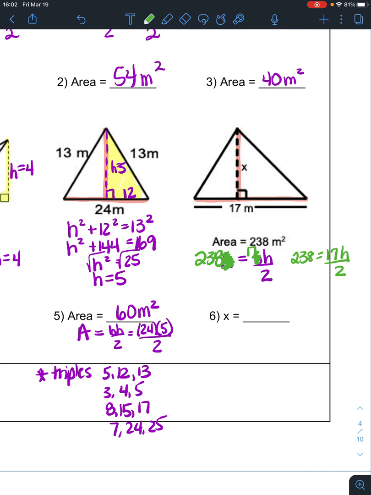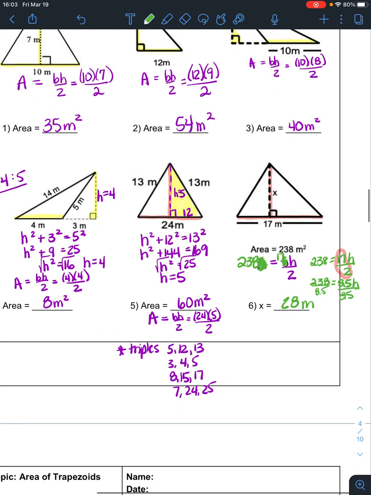Well, I think the easiest thing to do here is you could just do 17 divided by 2, and you get 8.5. So 238 is equal to 8.5 times h, and then divide both sides by 8.5. 238 divided by 8.5 is 28. So the height is 28 meters. Okay, so to do that, I just divided by 8.5. So first, I just fixed this 17 over 2. I did the math I could do. That's where the 8.5 came from.